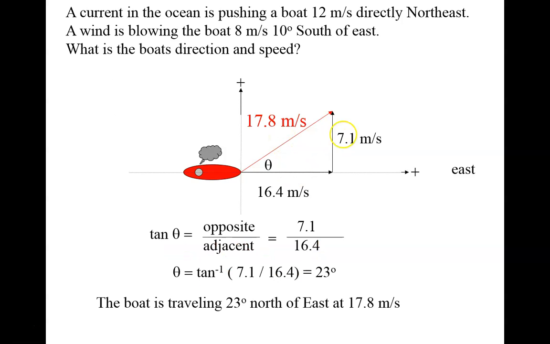And then we find the angle using tangent or sine or cosine. We could use whichever one, but considering we got these numbers first, we probably should use them. So we're going to use tangent. 7.1 over 16.4 equals the tangent of theta, and we get 23 degrees north of east in this case.